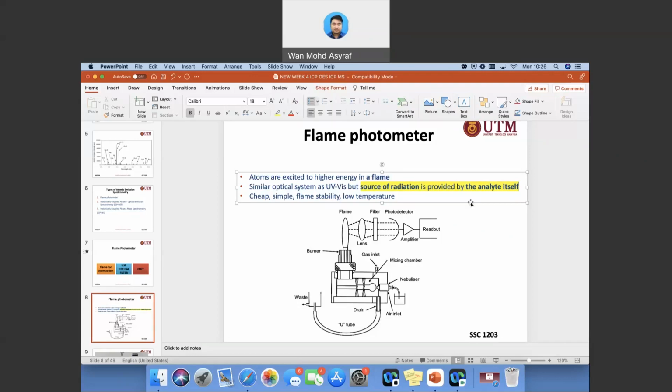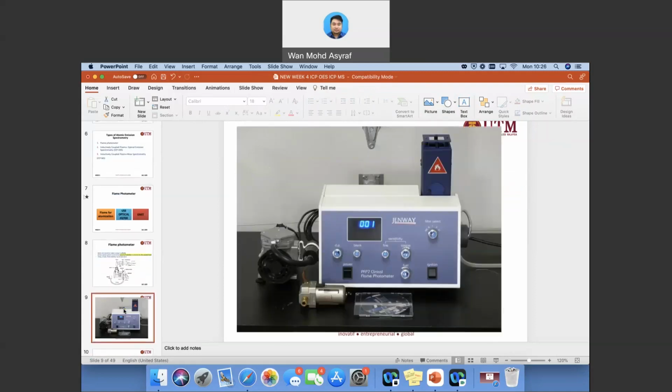and then your source of radiation, your source of emission would come from the analyte itself due to the relaxation going back down from the excited to the lower level. So this flame photometer is very cheap, simple, has flame stability, and the temperature is not that high. All right. So now we are going to look at, okay, so basically, this is the example of a flame photometer.